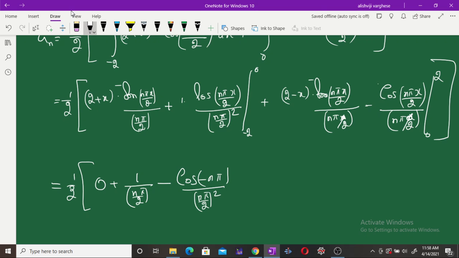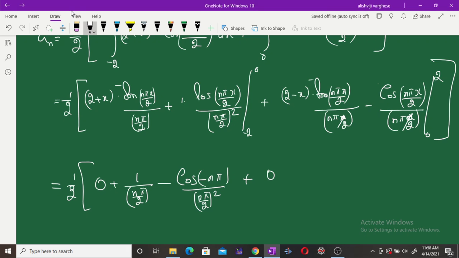Then this is our upper bound. This is the lower bound. Okay. Now plus the second integral. The upper bound 2 minus x becomes equal to 0, so the first term will vanish.